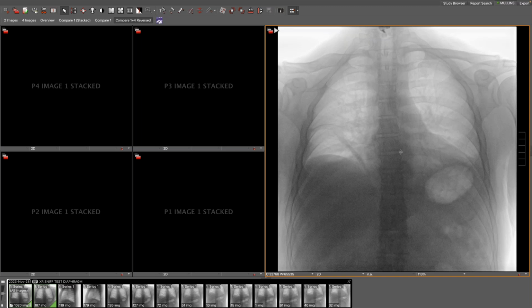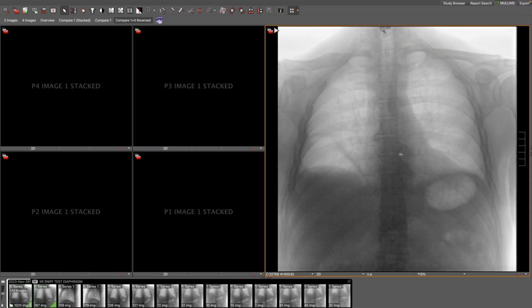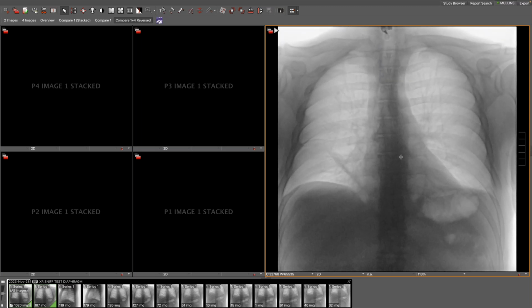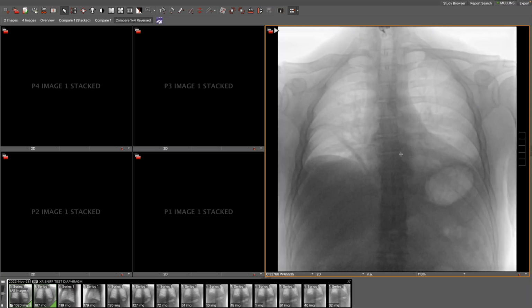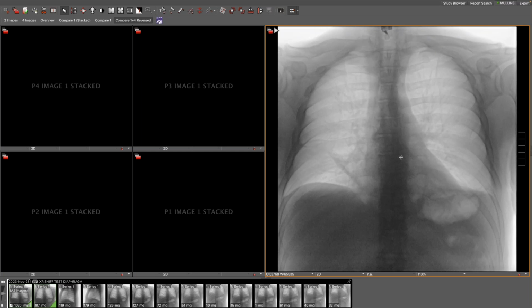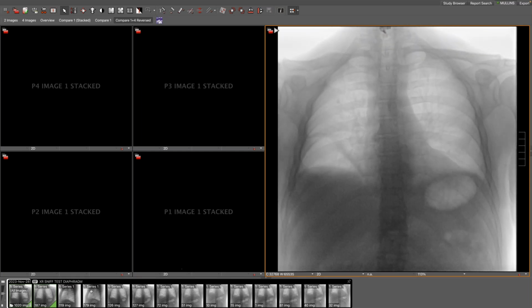So after the whiplash injury, he was very short of breath. He was unable to lie flat. He would sleep in a recliner, but pretty much propped up. And this is his diaphragm fluoro when he's standing up. Notice that his chest wall goes up and his diaphragm goes down. Looks quite good. Let me show you it on lateral.